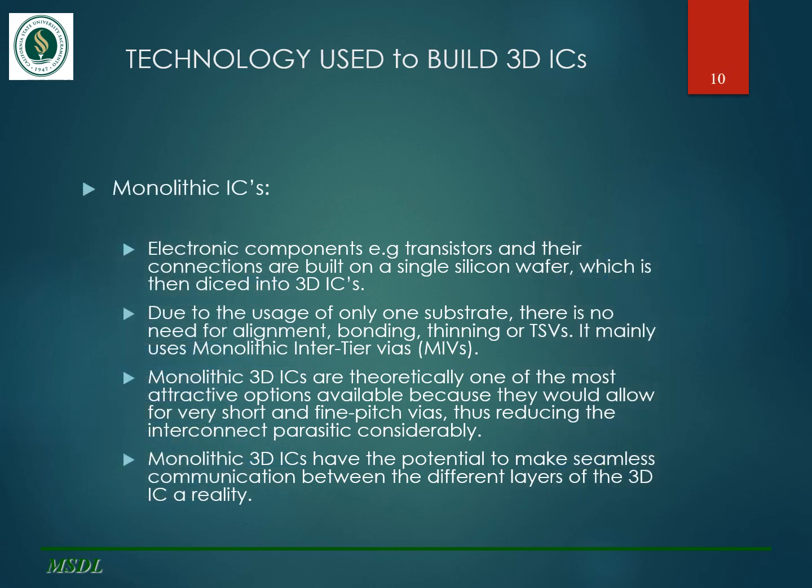Monolithic ICs. Electronic components, for example transistors, and their connections are built on a single silicon wafer, which is then diced into 3D ICs. Monolithic 3D ICs are theoretically one of the most attractive options available because they allow for very short and fine pitch vias, thus reducing the interconnect parasitics considerably.